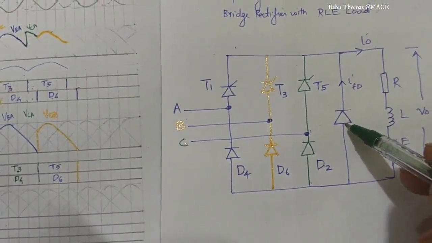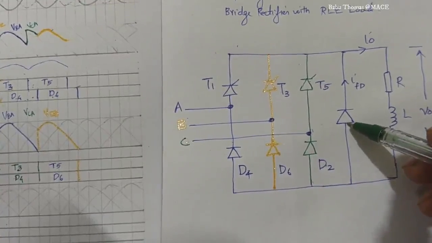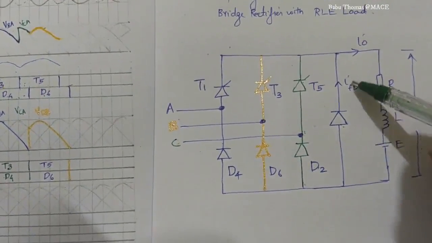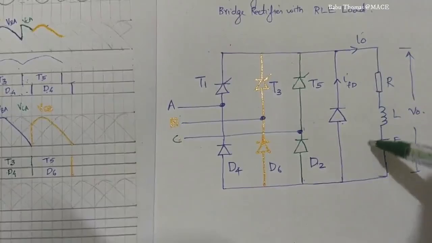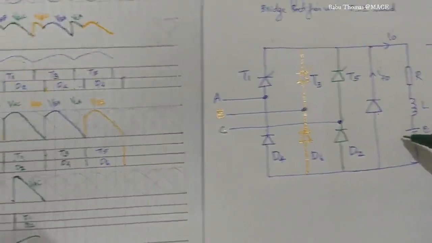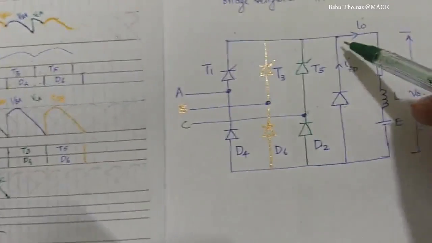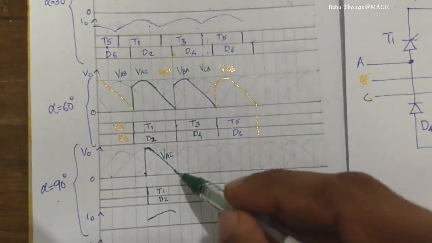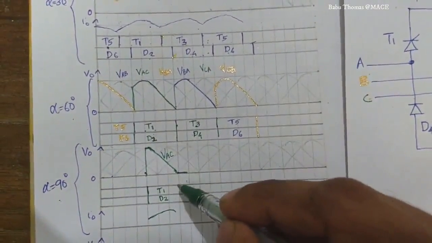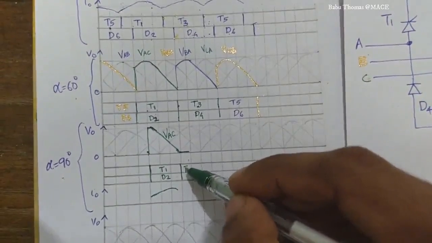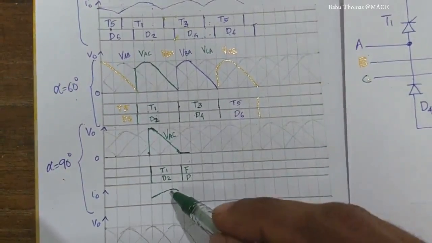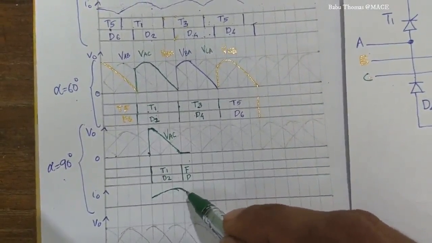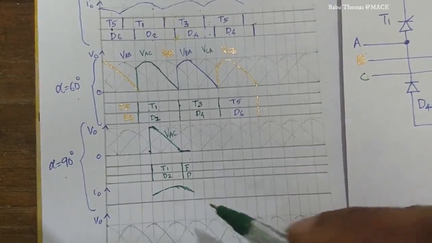This freewheeling diode gets forward biased because of this negative supply from the point A, and therefore the current will be flowing through RLE and the freewheeling diode. That means your output voltage terminals are short circuited, or effectively your output voltage V0 is 0. So during this instant it is the freewheeling diode which is going to conduct. Therefore your current will again start reducing while the freewheeling diode is conducting.